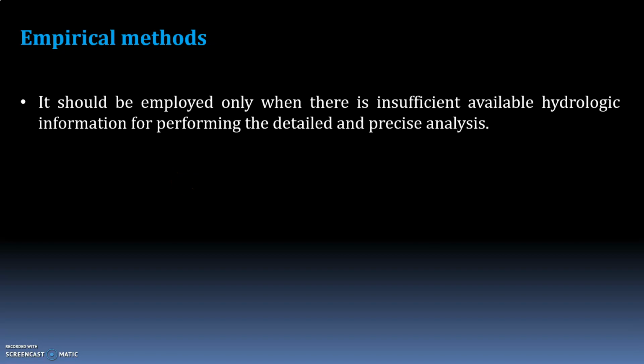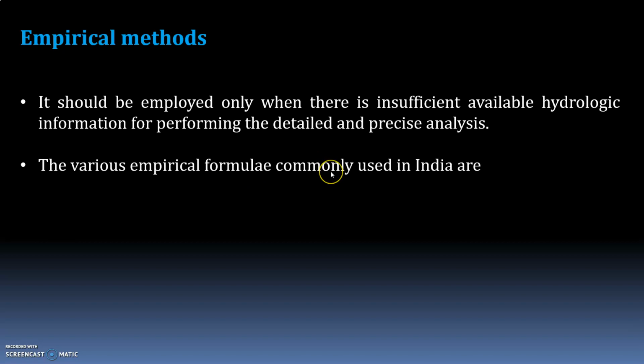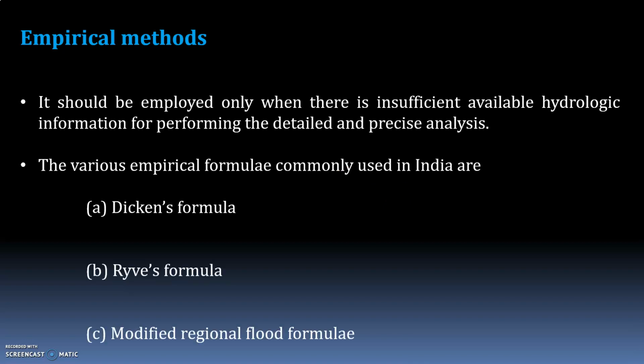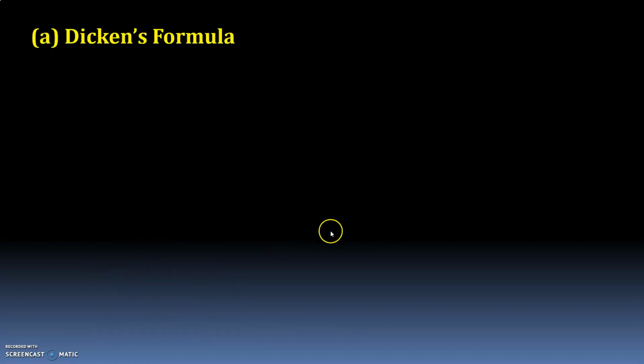The first one is empirical methods. They should be employed only when there is insufficient hydrological information available for performing a detailed and precise analysis. The various empirical formulae commonly used in India are Dickens formula, Wright's formula, and modified regional flood formulae. So these are the three empirical methods used to estimate the flood.